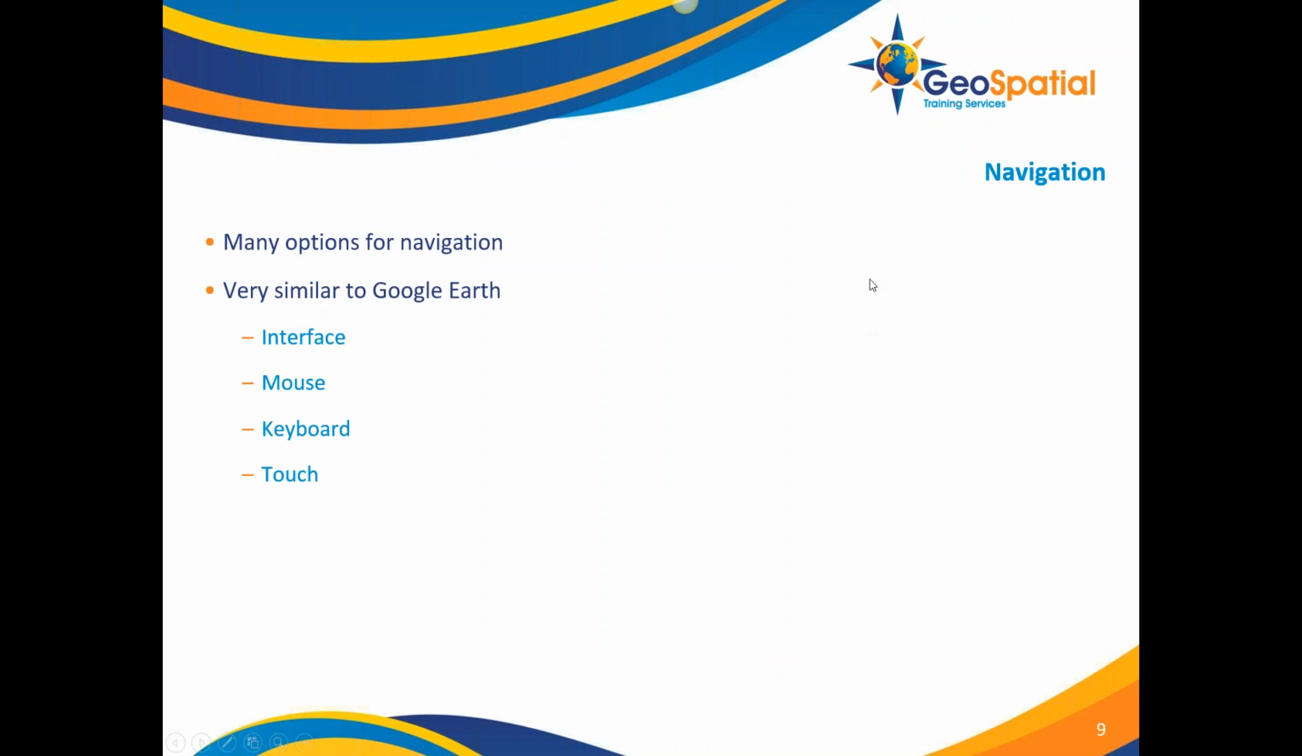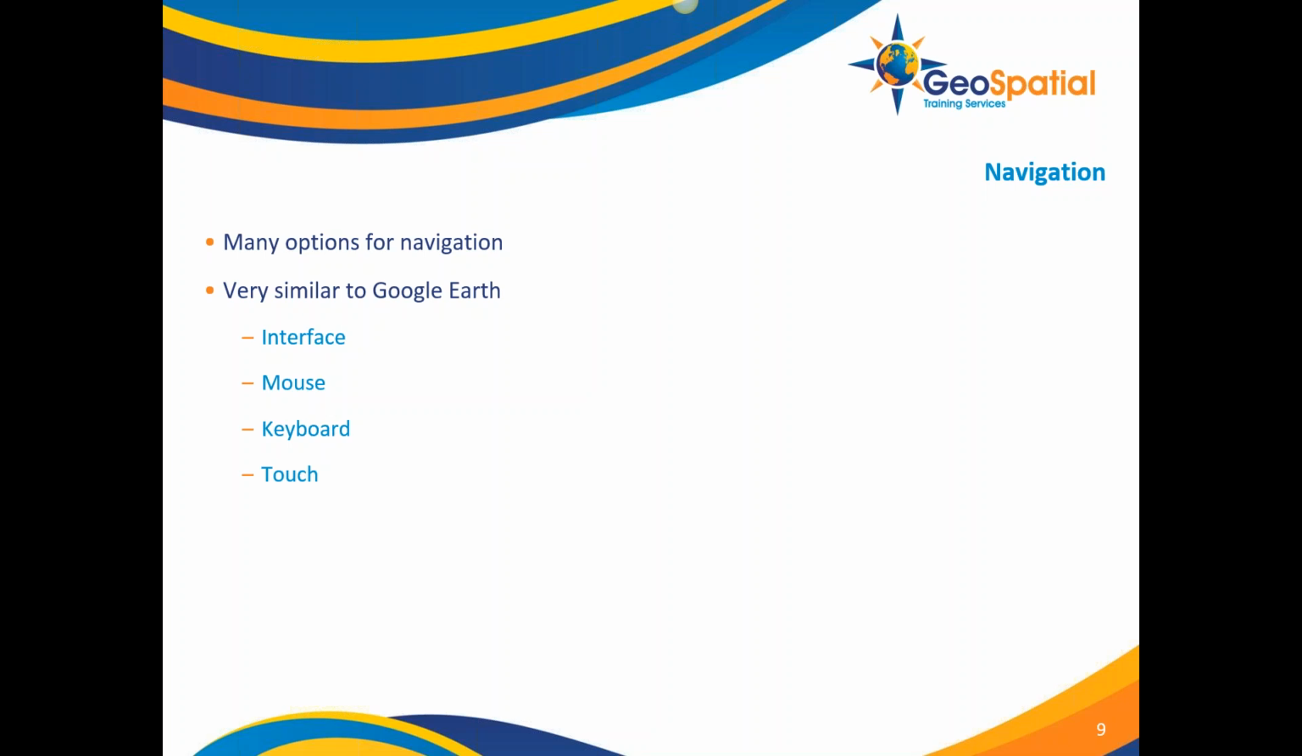All right, so in terms of navigation, lots of different options for navigation, and these are very similar to Google Earth. We can use the interface to navigate. Most people are going to use your mouse to navigate, and I'll show you a lot of different ways that you can use to navigate in ArcGIS Earth with your mouse. All right, we can use the left mouse key, we can use the scroll wheel, we can rotate with the right mouse key, a lot of different things you can do there.